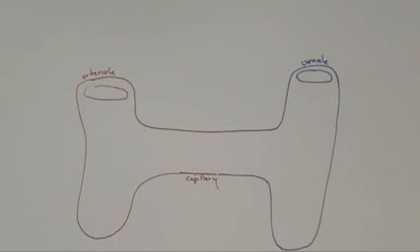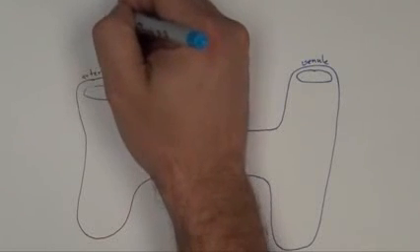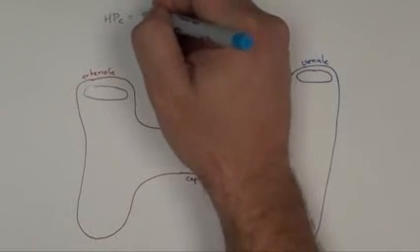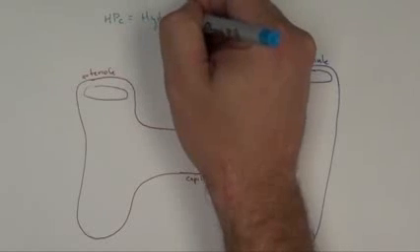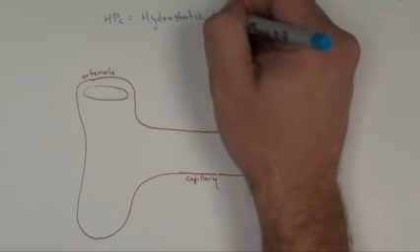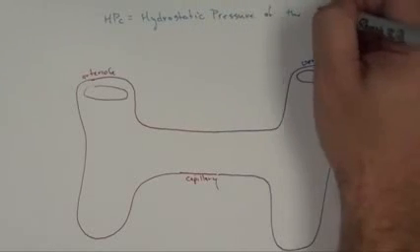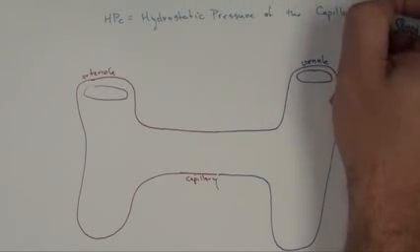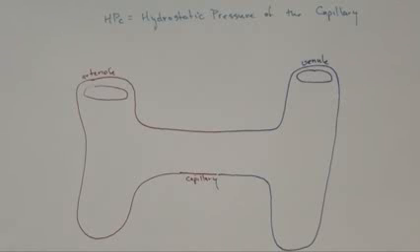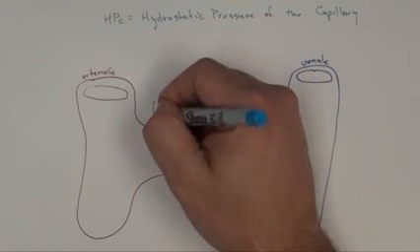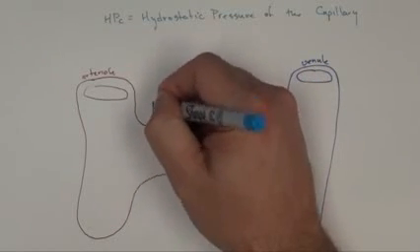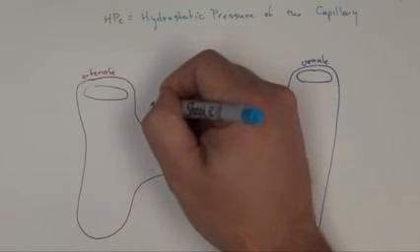The first thing we need to talk about is a couple of pressures. And the first one is called HPC. That stands for hydrostatic pressure of the capillary. That's essentially blood pressure.